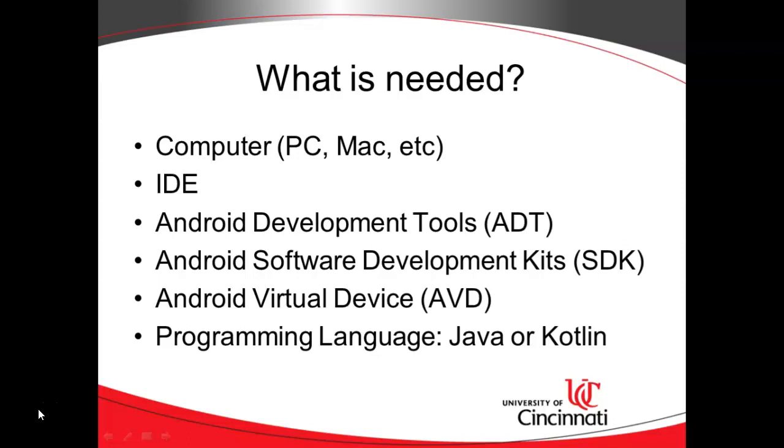So, Android development tools, Android Software Development Kit, or SDK, and the Android virtual device, or the emulator, that we can use to run our programs and debug them. All of this, you can get these separately, but if you get Android Studio, it essentially integrates all of this stuff together. Now, programming language we need to choose as well. And for that, we can go with the traditional Android development language, which is Java.